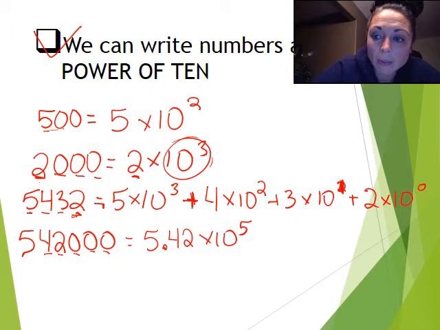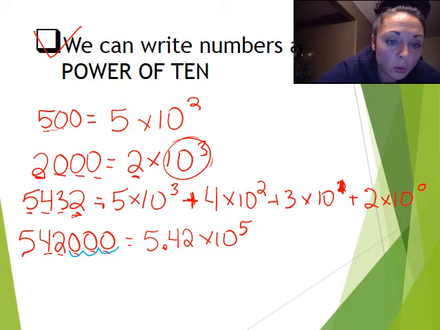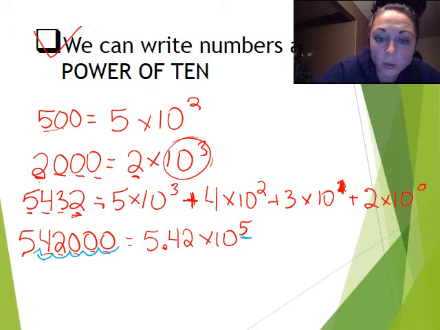Just think of it as how many jumps you made. 1, 2, 3, 4, 5 jumps to get to there. So there's your place value. You can also do it the other way.